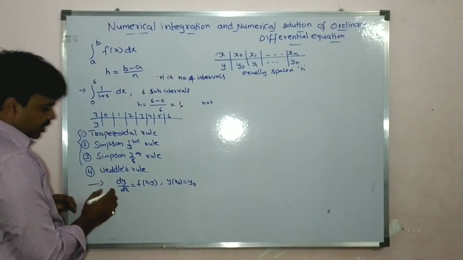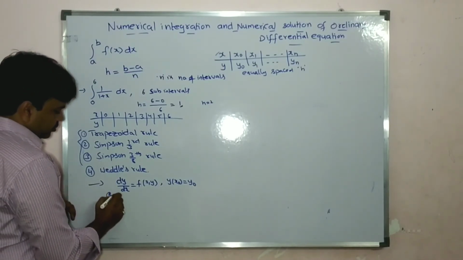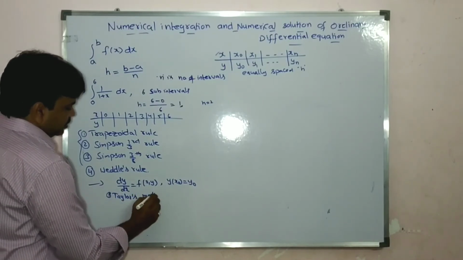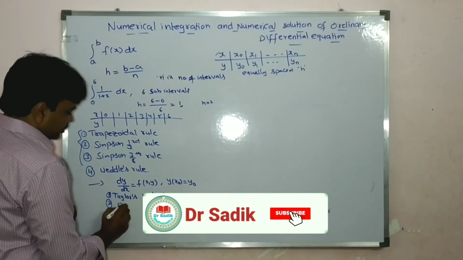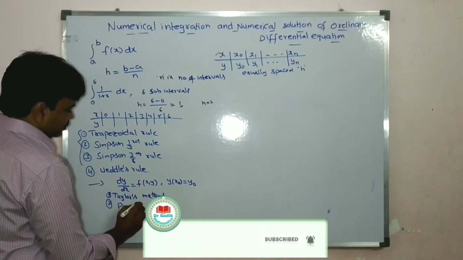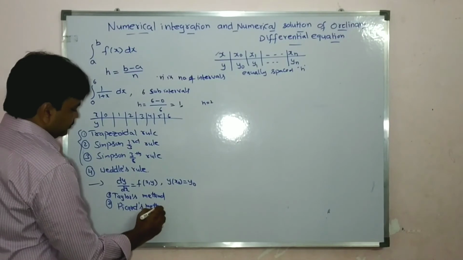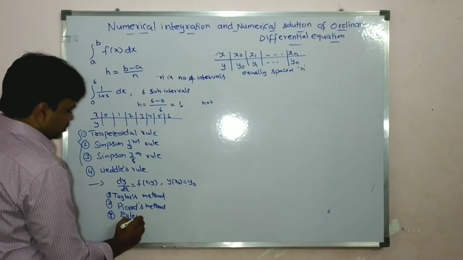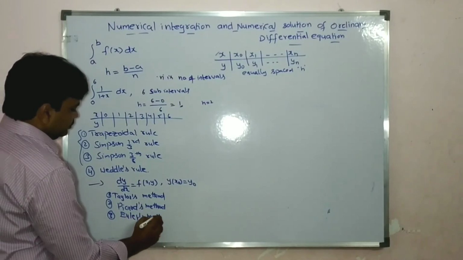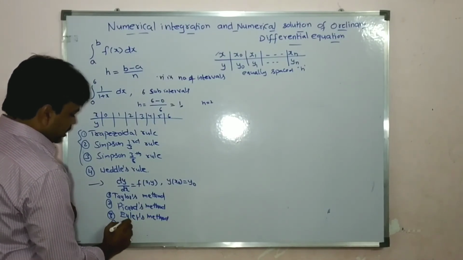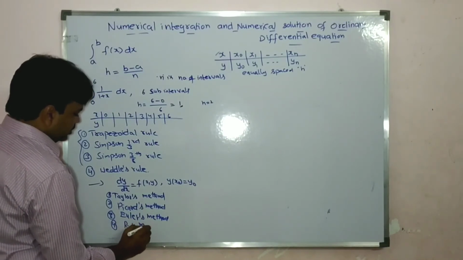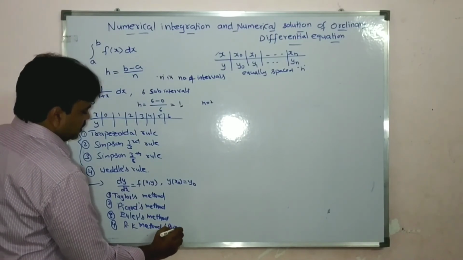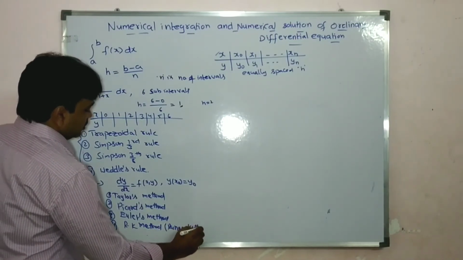To solve such types of equations, we have different methods, students. First one is Taylor's method, Picard's method, Euler's method, and the fourth one is the RK method, that is the Runge-Kutta method.